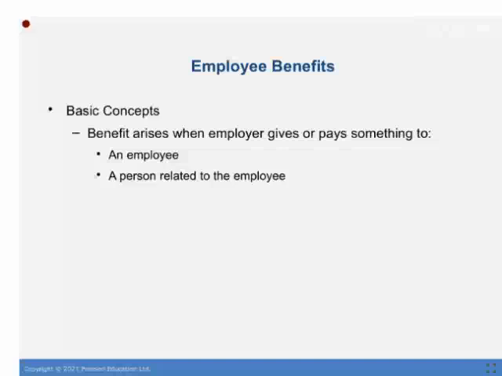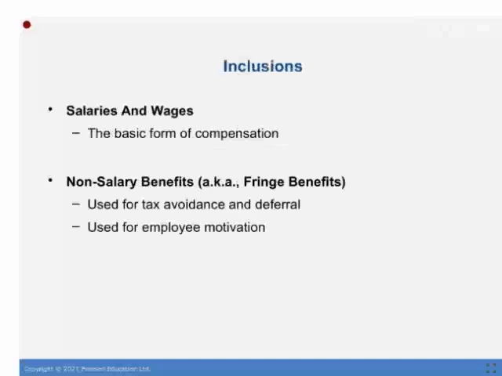So anytime an employer gives something, this doesn't have to be money, right? It could be access to an asset, like, say, a vehicle. So whenever they give or pay something to an employee or a related party. So what do we include in this category? Well, obviously salaries and wages, we're all used to that. That's your basic form of compensation, an hourly rate or a fixed annual salary. Maybe that you get bi-weekly, weekly, semi-monthly.